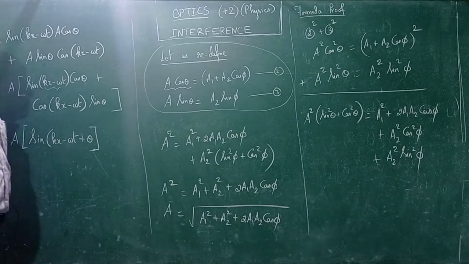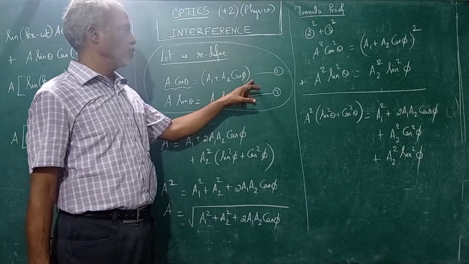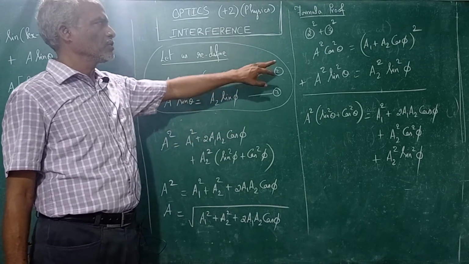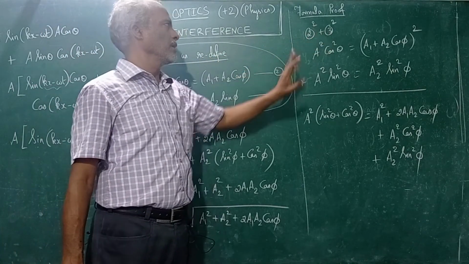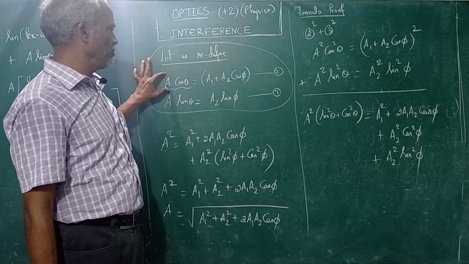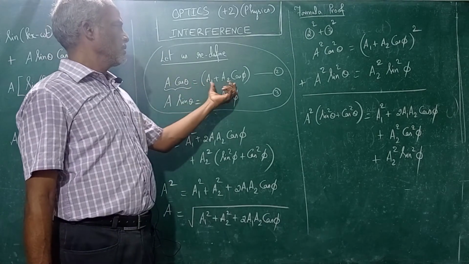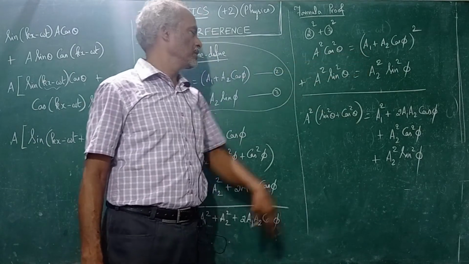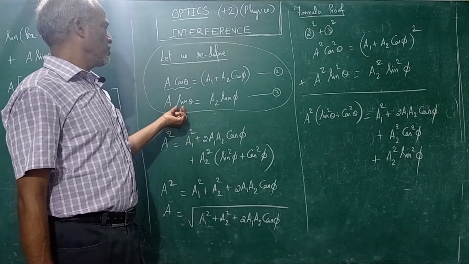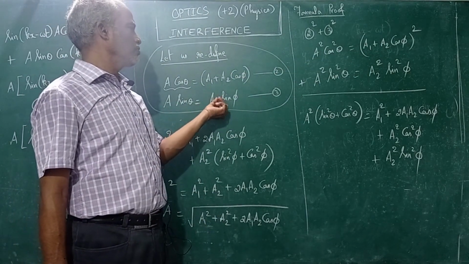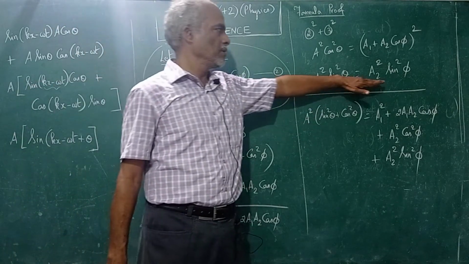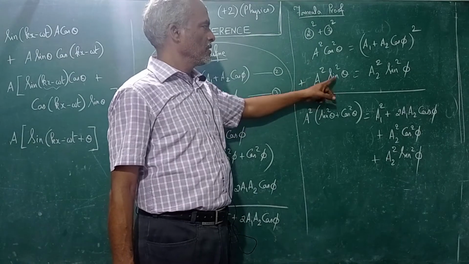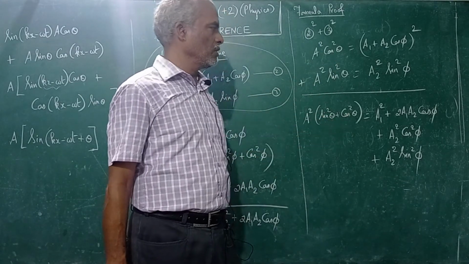Now we will add equation 2 and 3, that is second equation square plus third equation square. So the left side will become a square cos square theta, and the right side will become a1 plus a2 cos phi the whole square, that was written here. And this is a square sin square theta, and on the right hand side a2 square sin square phi we have written. We are going to add. So a square is common, and sin square theta plus cos square theta is 1.